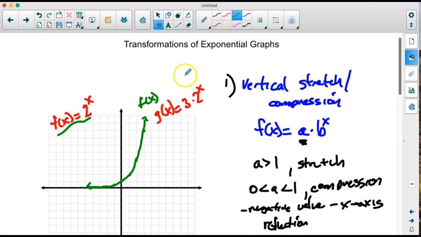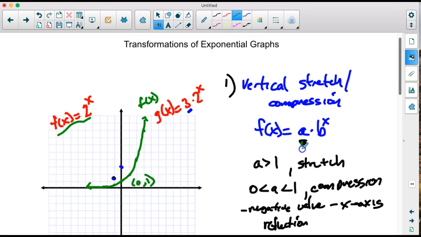Now, g of x, which is a vertical stretch, means that we pull it away from the x-axis by a factor of 3 here. So this value of 1/2 at -1 would be multiplied by 3, so it would be up here. This number is also called the y-intercept, so it's going to cross at 3, because it usually crosses at 1. Our intercept on every one without an a value is 0, 1.